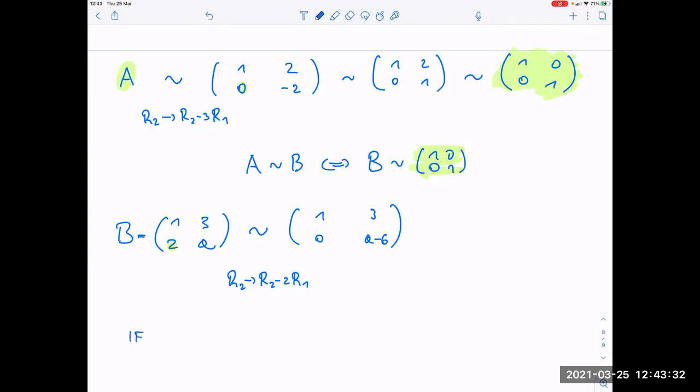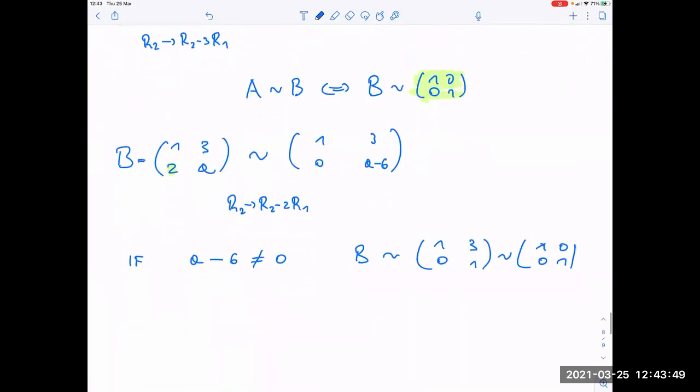And now we see that something happens, because if A minus 6 is different from 0, then B is row equivalent to 1, 3, 0, 1, which is row equivalent to the identity. If A minus 6 is 0, then B is row equivalent to 1, 3, 0, 0. And you told me this cannot be row equivalent to 1, 0, 0, 1 because of the 0 row here, which cannot appear in the second one. So you see, we found our answer.